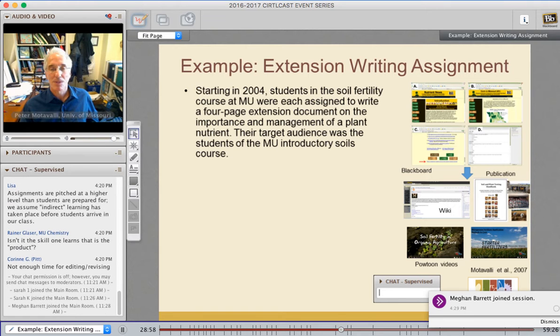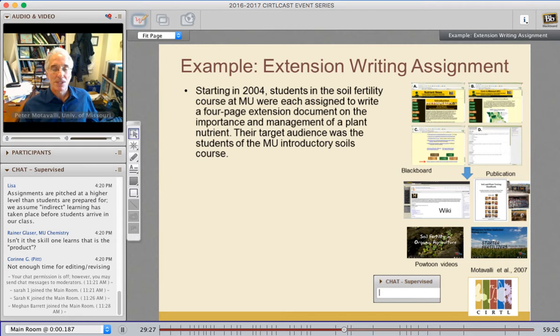And of course, part of the land grant mission is extension, so disseminating information out to the public. And so the idea here was that the students would write an extension document on the importance and management of a plant nutrient. Every year I've changed the topic. And basically what I thought was, who could be their target audience? And one of the ideas here is, why not have the extension document be for our students in our large class, which is our introductory soils course.